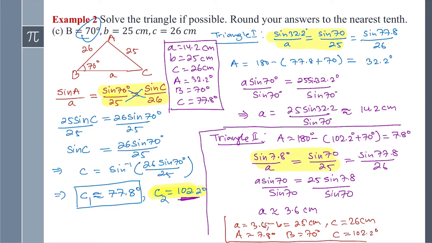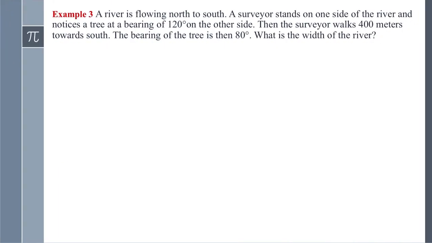So this is another possible case. So we have two different cases. So this is one of the ambiguous cases. Now let's look at this word problem. This one says a river is flowing north to south. So let's say this is a river, flowing from north to south in this direction.